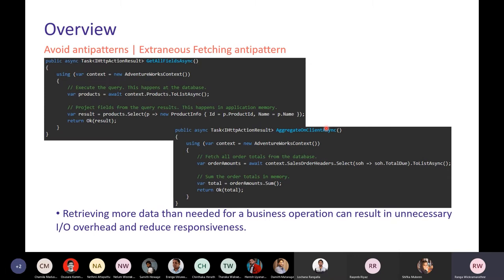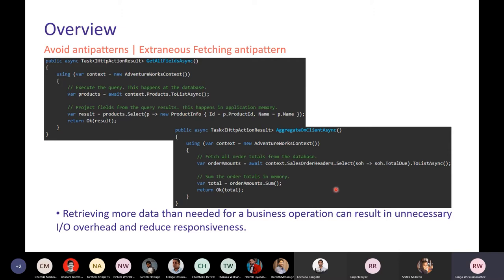Another one is the extraneous fetching anti-pattern, which means fetching more data than needed for the business operation. For example, the first one needs to get the list of product IDs and names, perhaps to bind into a drop-down list or a search box. But the coder first gets all the products, performs a ToList operation, and then does a Select. This part happens in memory, so your application instance will have a significant amount of memory allocated to it, because you don't know how many products are in the production database. Perhaps this will work very fast in your development environment, but it's not as scalable as you think.